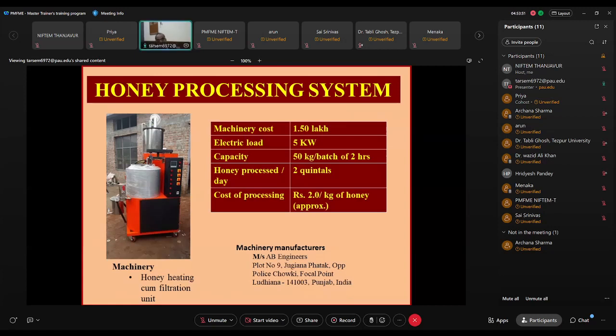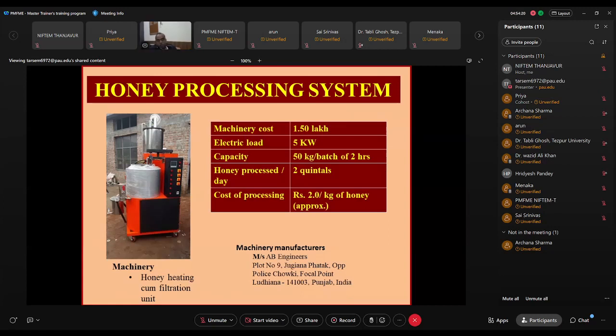This is a moisture reduction unit also. We can reduce the moisture of honey, because that is the main culprit for deterioration of honey if the moisture is high. This machine is quite useful in reducing that moisture, and its operational cost is very low, just rupees 2 per kilogram of honey.